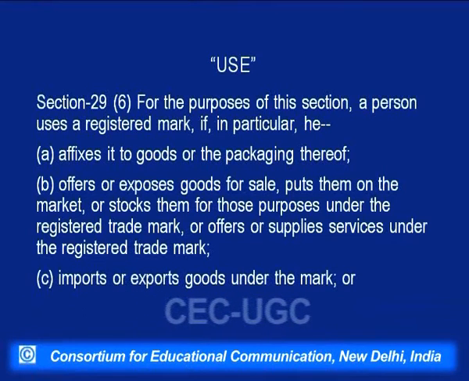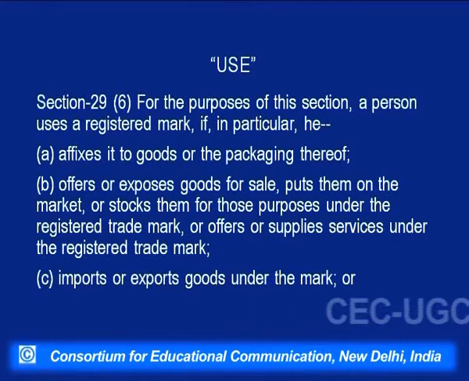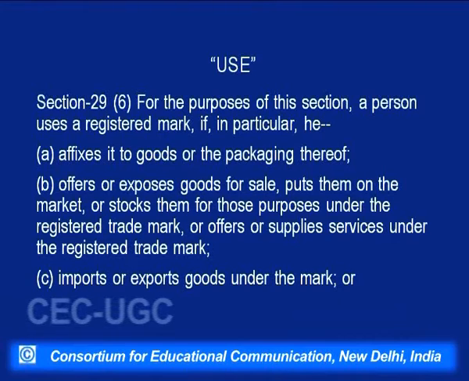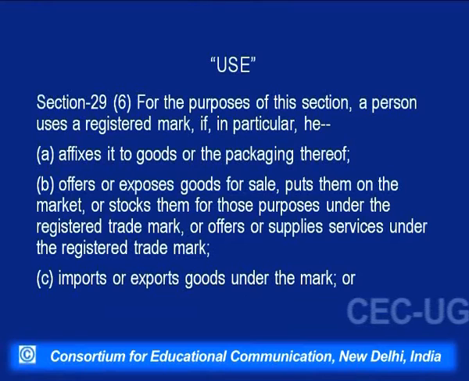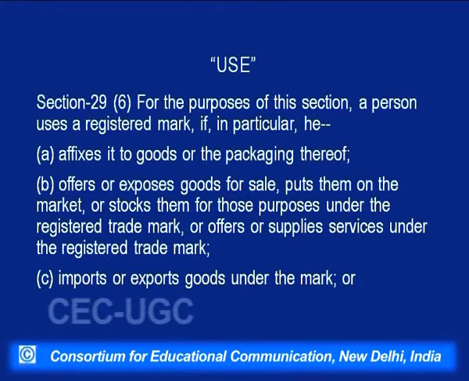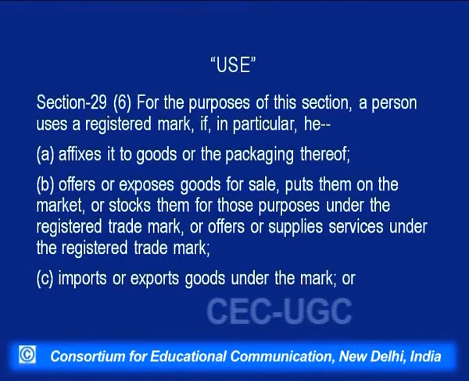Then there comes the third thing. It says a person uses a registered trademark if in particular he imports or exports goods under the mark. So the importation and exportation of goods under the mark also amounts to use of a trademark. You as such do not affix the trademark on the goods. You do not physically put the trademark onto the goods. You just import those goods with a trademark. You export some goods with a trademark. That suffices to constitute use of a trademark made by you, and you can be given trademark protection.